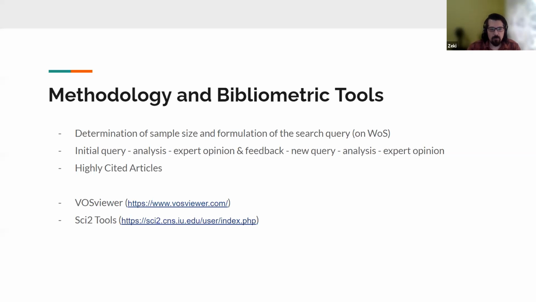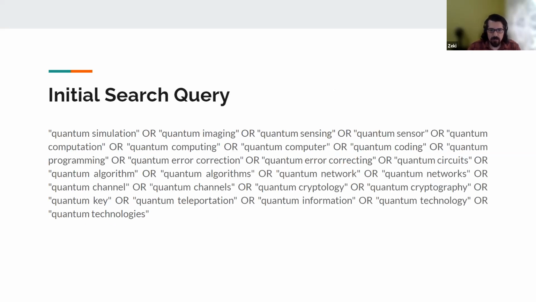For tools, we used WOSWeaver and SciSquare tools. Both of them are free software tools that you can just download and use. They have good manuals. SciSquare tools is a little bit harder to use, but it has more functionality. WOSWeaver is really easy to use, and I actually recommend everyone, especially if they are doing a PhD, to check WOSWeaver because it's a very fun tool. So our initial search query was this.